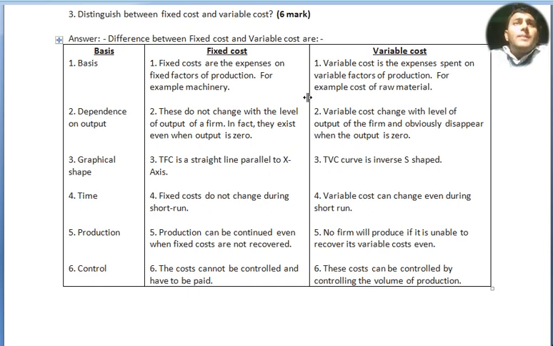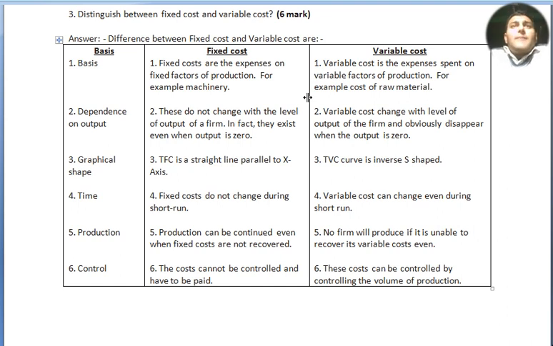Point number 2. Dependence on output. Under fixed cost, these do not change with the level of output of a firm. In fact, they exist even when output is 0. Under variable cost, it changes with level of output of the firm and obviously disappears when the output is 0. Point number 3. Graphical shape. TFC, total fixed cost, is a straight line parallel to x-axis. TVC, total variable cost, is inverse S shape.